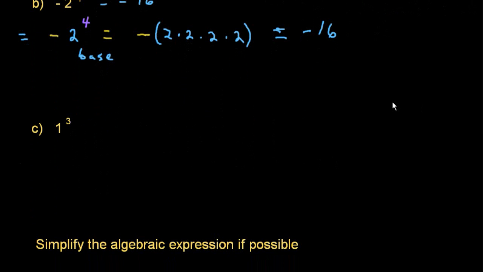The next problem is 1 raised to the 3rd power, or 1 with an exponent of 3, and that means that our base is 1. The 3 is just right next to the 1, so our base is 1. So we write 1 as a factor 3 times, and 1 times 1 times 1 is equal to 1. Not 3, but 1. And so our answer is 1 for that problem.